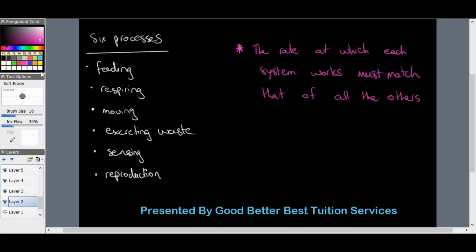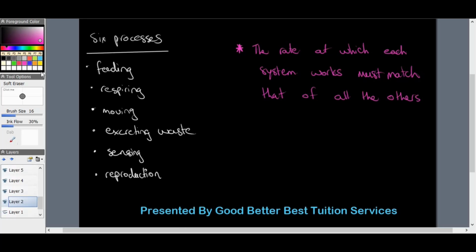Since all the body systems depend on each other in this way, we say that all the systems are integrated, okay? That's why in our mind map we put integration, because all of the systems that we're going to add to this mind map are integrated, of course.